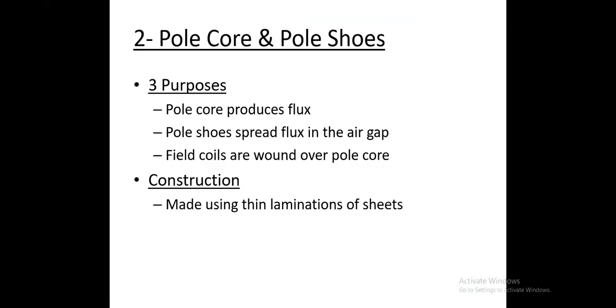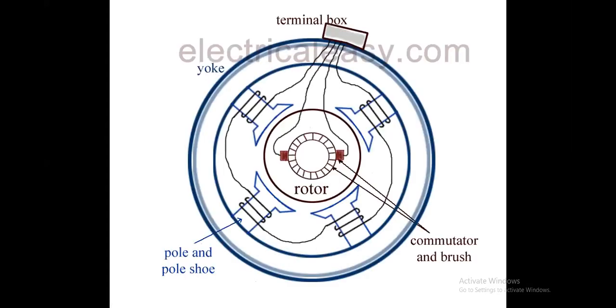Now, the pole core and pole shoes. They have three purposes. The pole core produces flux. And what is a pole? The pole is the part on which the field winding is wound. And these sets of windings are what we call poles of the core. Pole shoes spread flux in the air gap. Field coils are wound over the pole core. The construction uses thin laminations of sheets, by which we make the pole core and pole shoes.